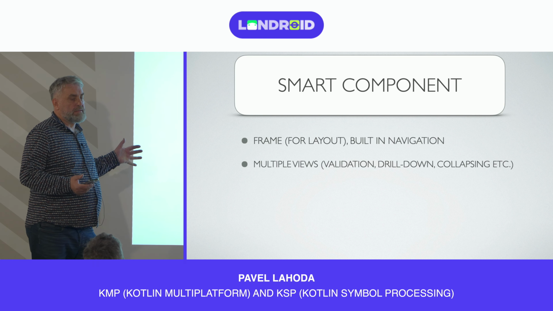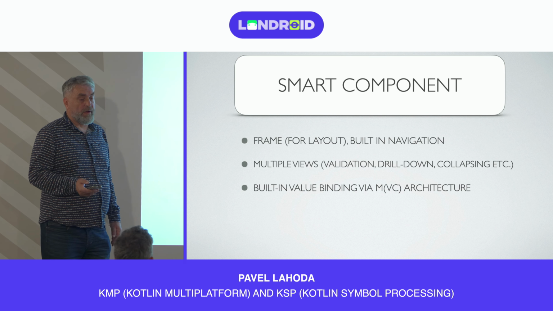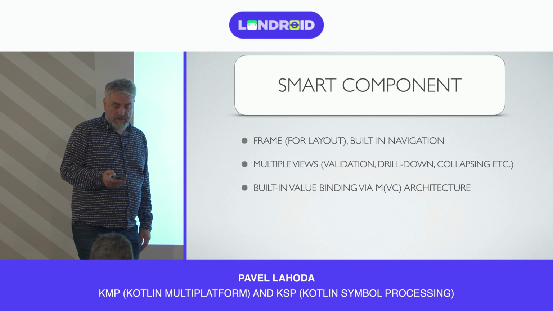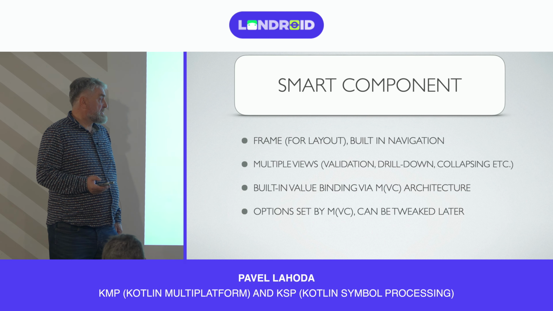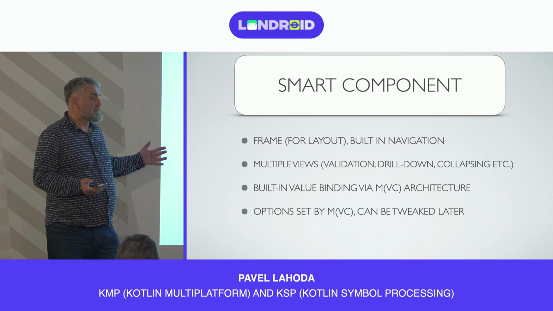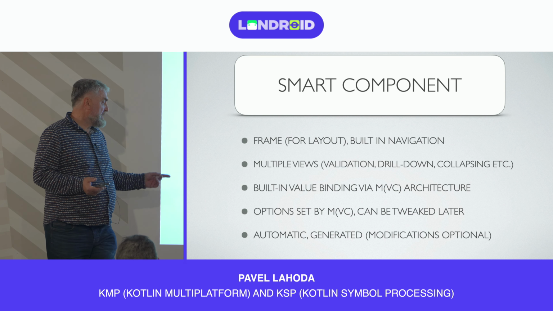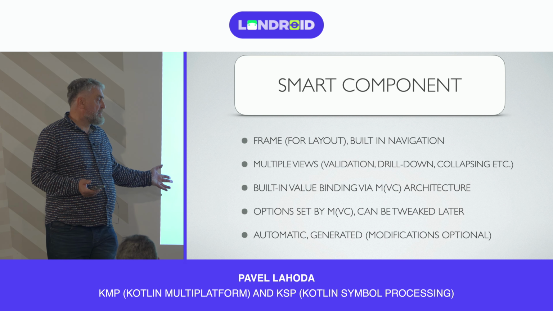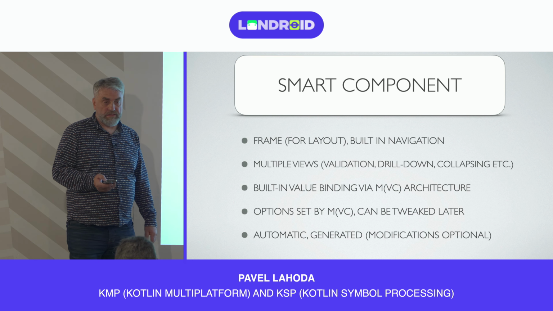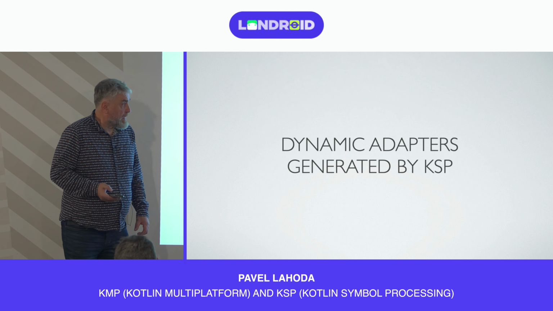Also, you don't have to deal with the value binding because that's provided by the model, and it's enforced. You cannot do it wrong because then the compiler won't let you go any further. And options are already set for you. You can override them. So if you want a different keyboard, you can do that, but you don't have to do anything. So it's much faster to create an application that way. They are automatically provided, and you can optionally modify that. So that's a key aspect of what you can do.